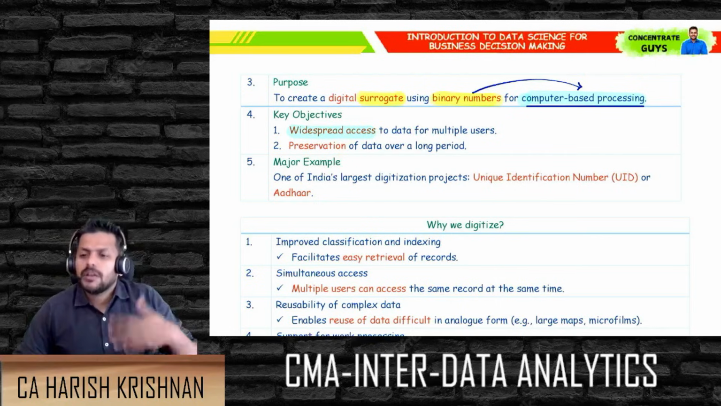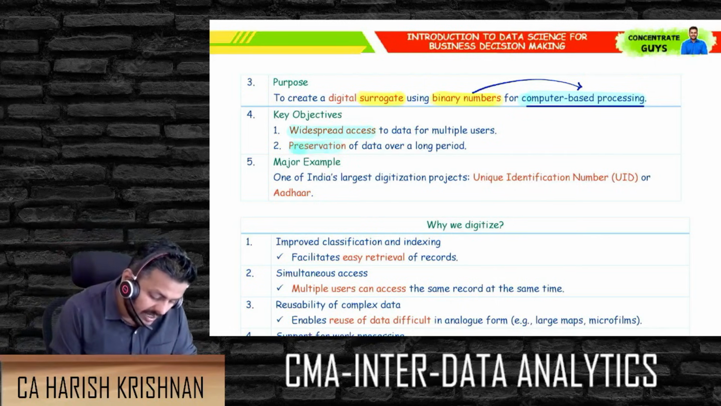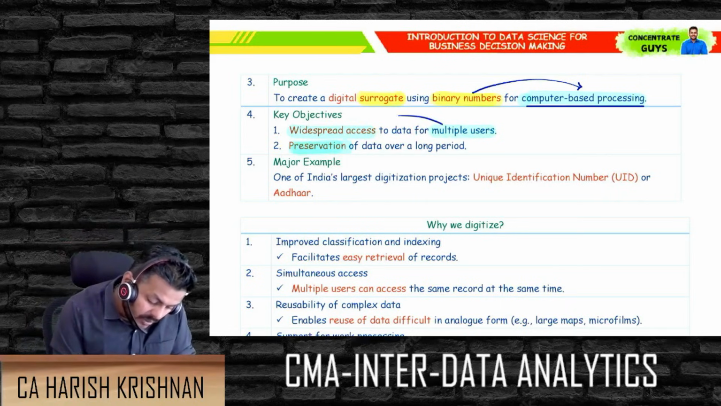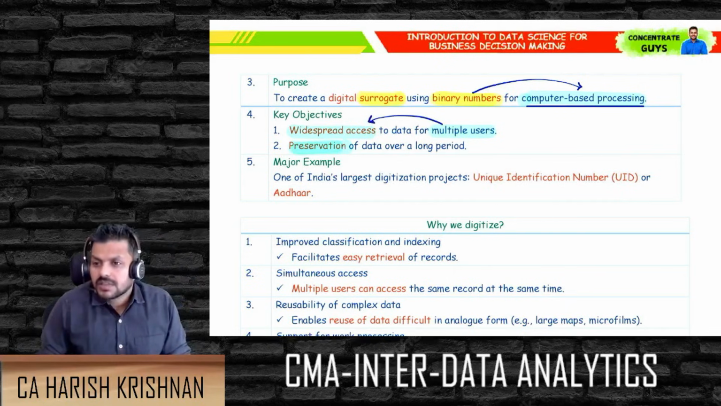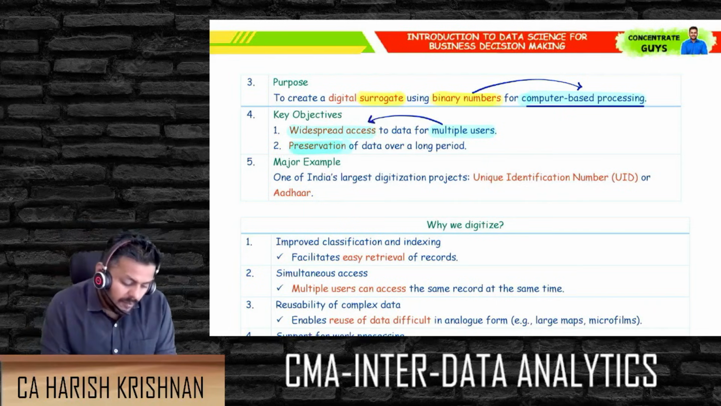So if you want to preserve data and leave it for future generations, then digital data will make a lot of sense. Multiple users, if they want to access the data from various places, say they put data on Google server, they put data on Wikipedia, are we accessing comfortably or not? Plus preservation of data over a long period of time, all this is about digital.